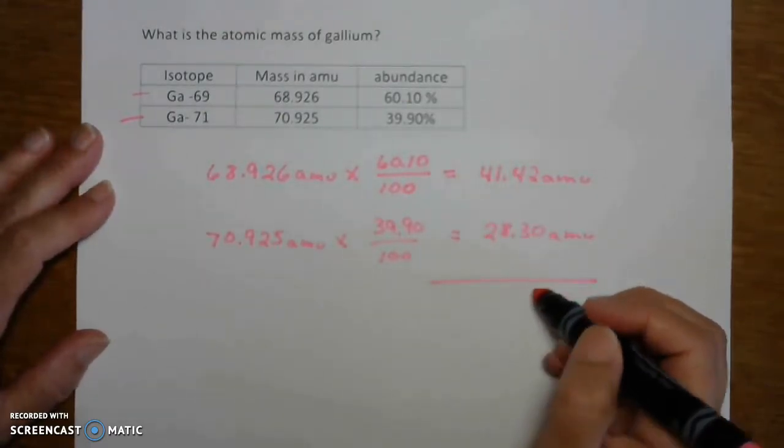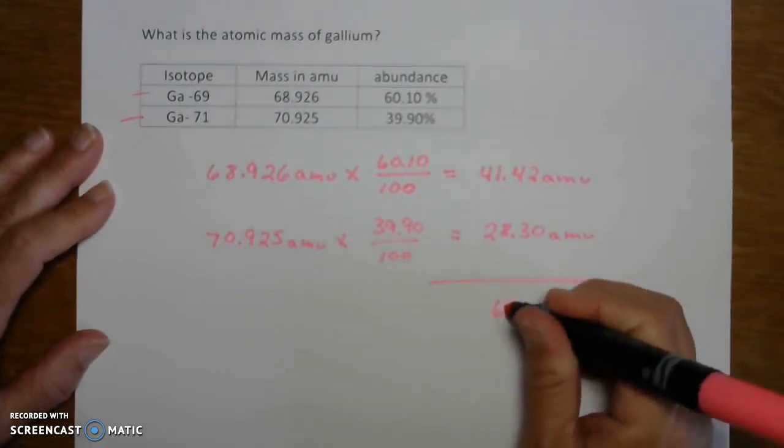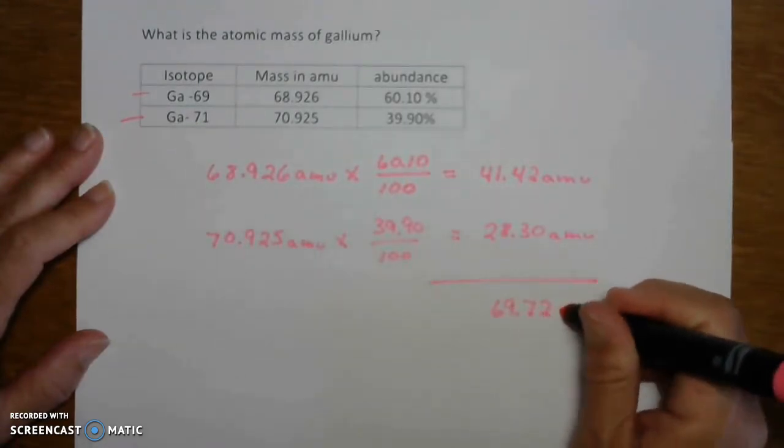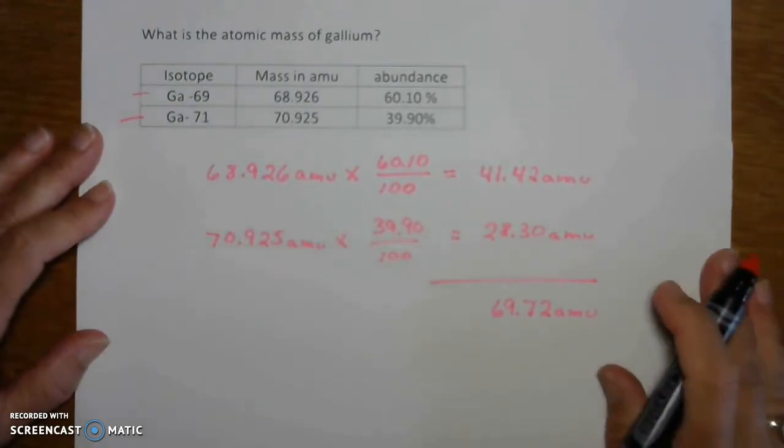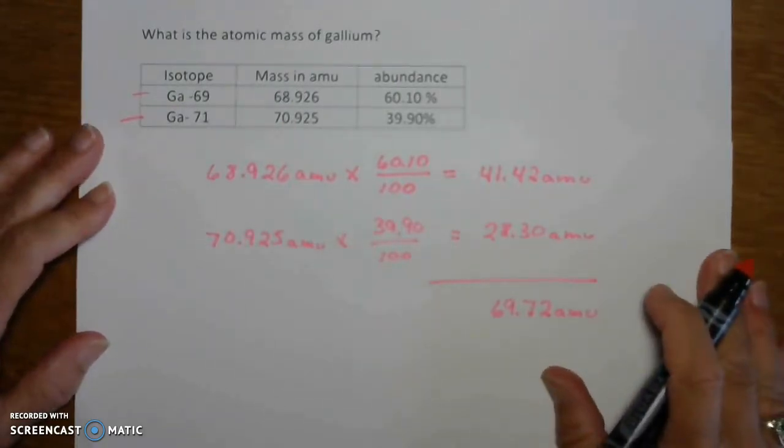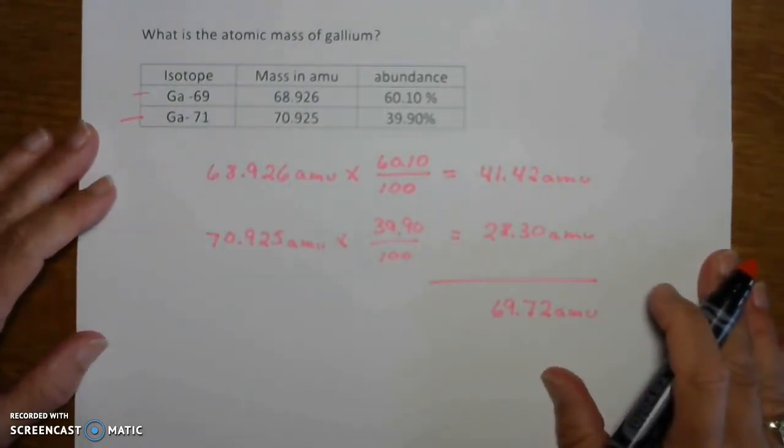All right, so to get the final answer, we're going to add these two numbers up. And when we add those two numbers, we'll get 69.72 AMU. And you can find that number on the periodic table right underneath the symbol for gallium.